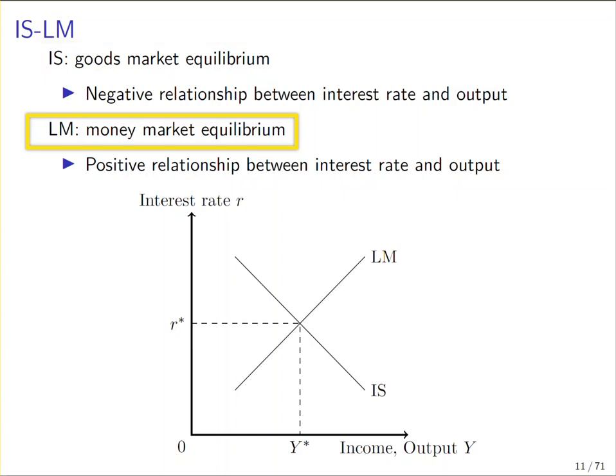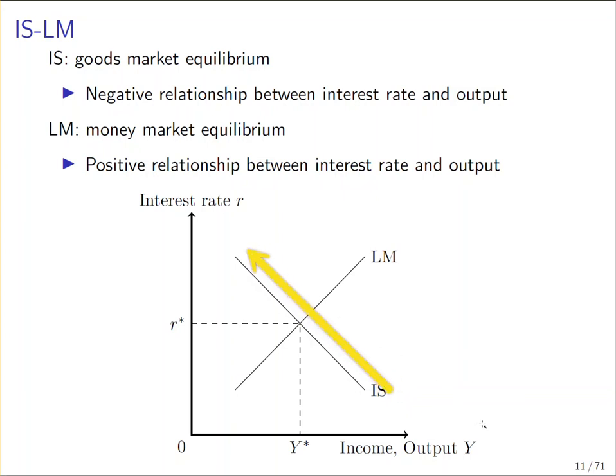And the IS is exactly this line here. Look at this: the horizontal axis is output, and the vertical axis is the interest rate. The IS model is saying that because of investment and saving, which is very similar to what we learned in the classical model, right?